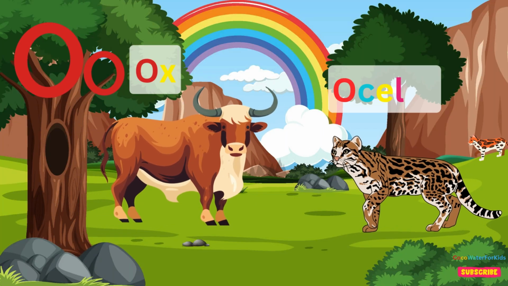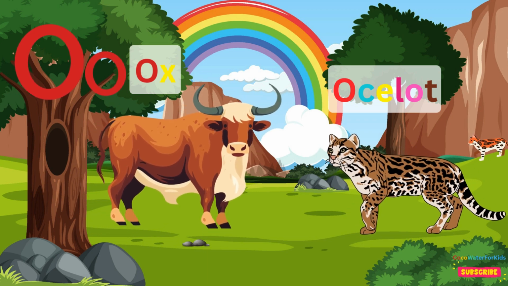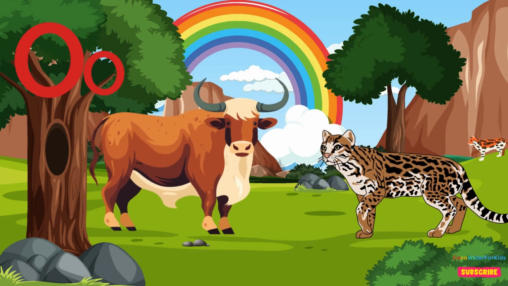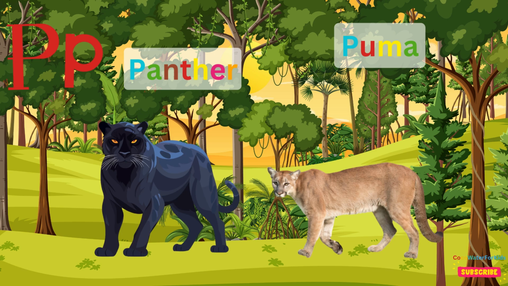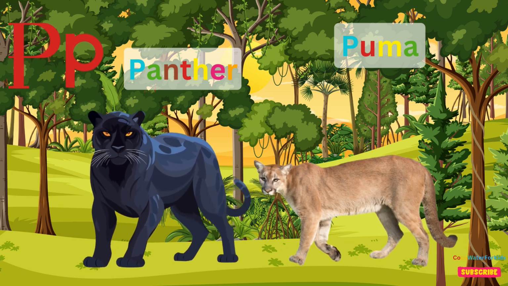O for ox, O for ocelot. O for ox, O for ocelot. P for panther, P for puma. P for panther, P for puma.